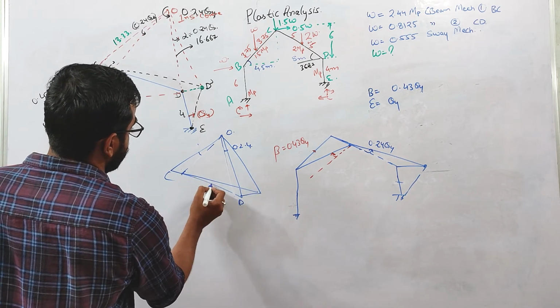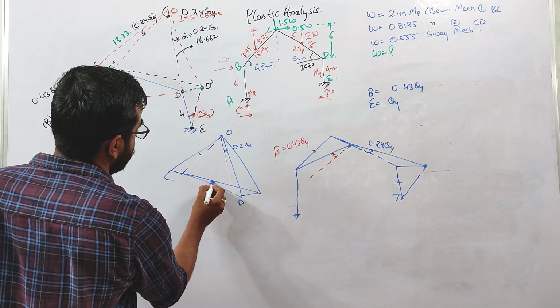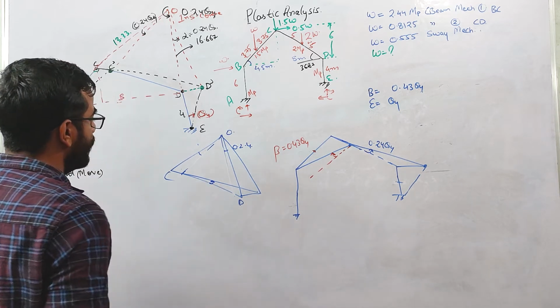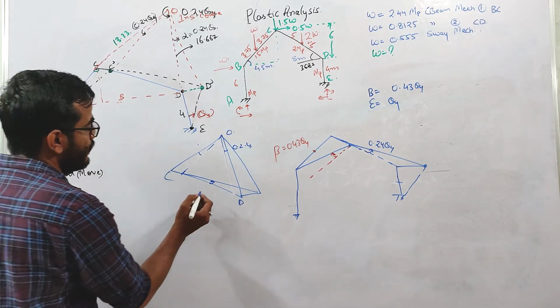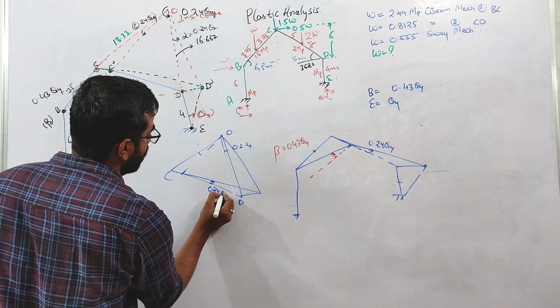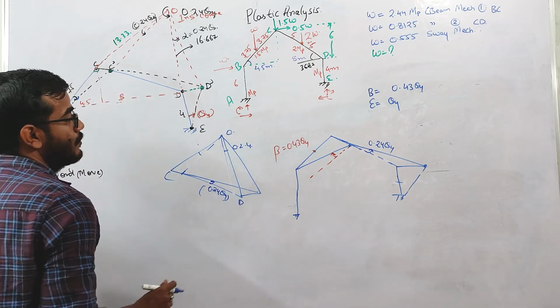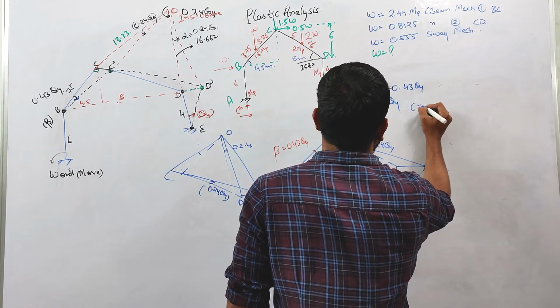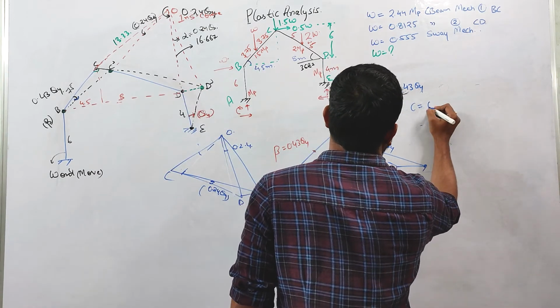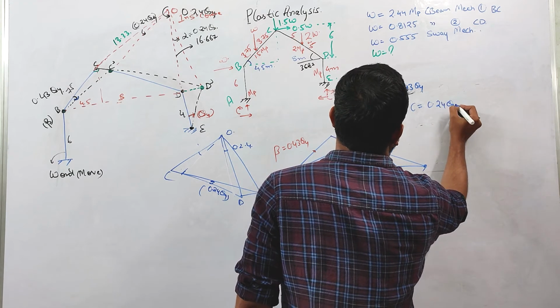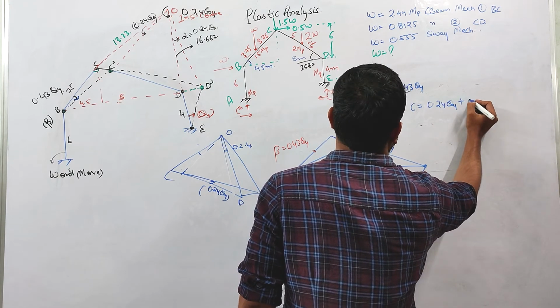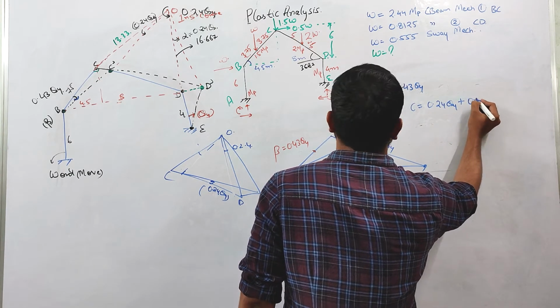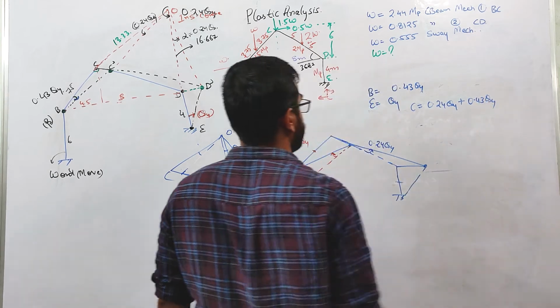So this will rotate about this. Every part will rotate about the original axis with the value 0.24 theta 4. So this angle will be 0.24 theta 4. At C, the net rotation, these are in opposite direction, so net rotation will be 0.24 theta 4 plus this is 0.43 theta 4.